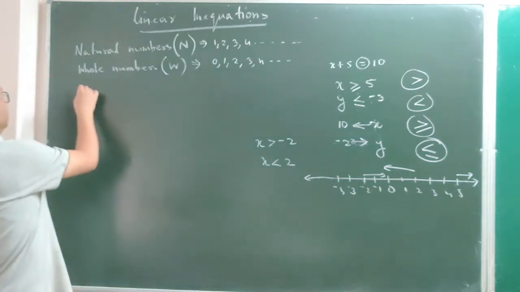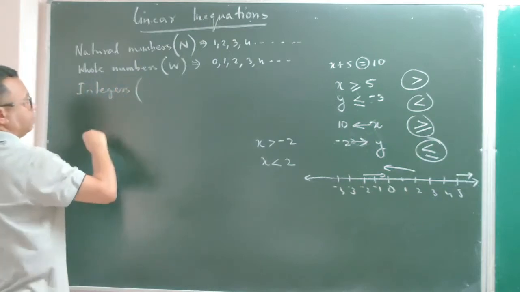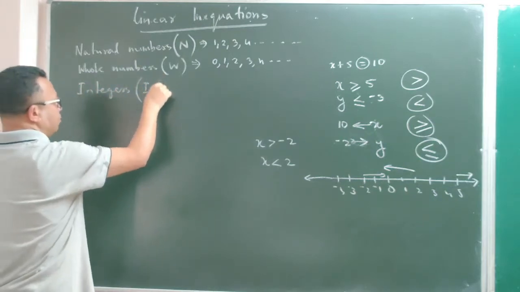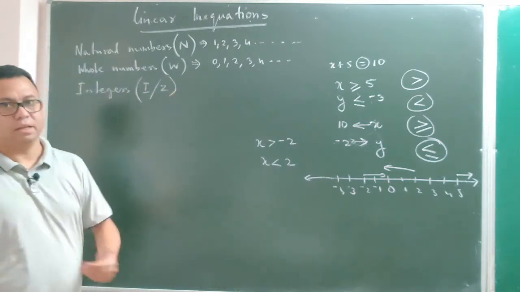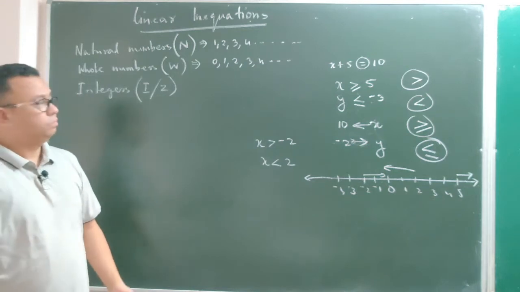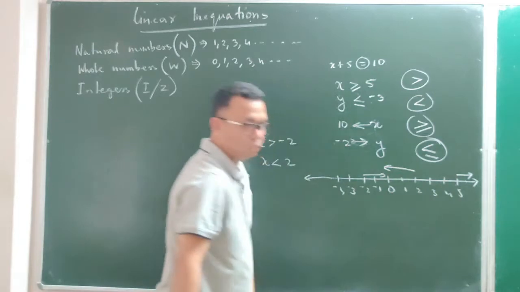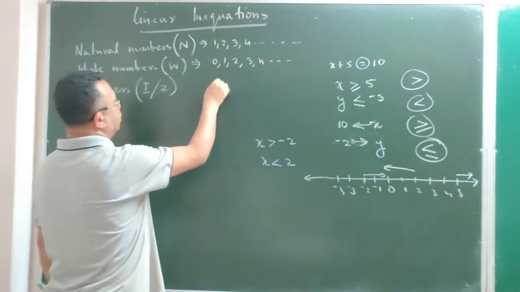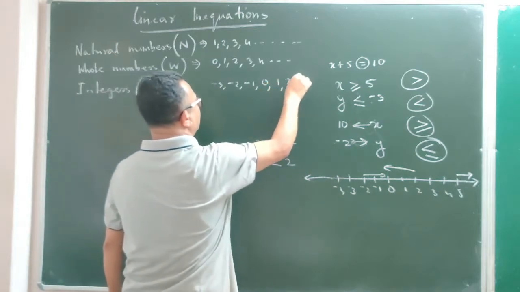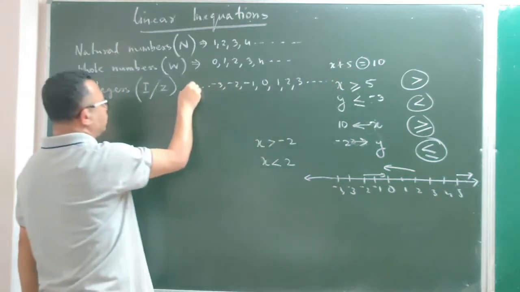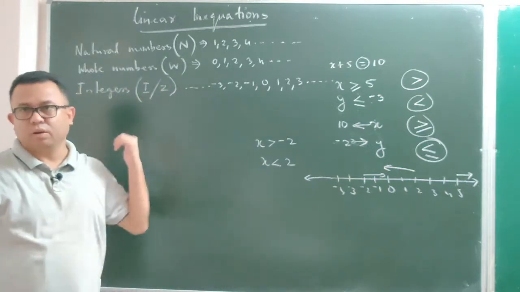The next one is integer. Integer is represented by symbol I, or sometimes you may come across a symbol which is Z. So when you see a Z or an I, then think that it is an integer. Integer means, if you look at the number line, both left side and right side have numbers. For example, if I am writing minus 3, minus 2, minus 1, 0, 1, 2, 3, that side also keeps on going, this side also keeps on going. That means integers are numbers on either side of 0.